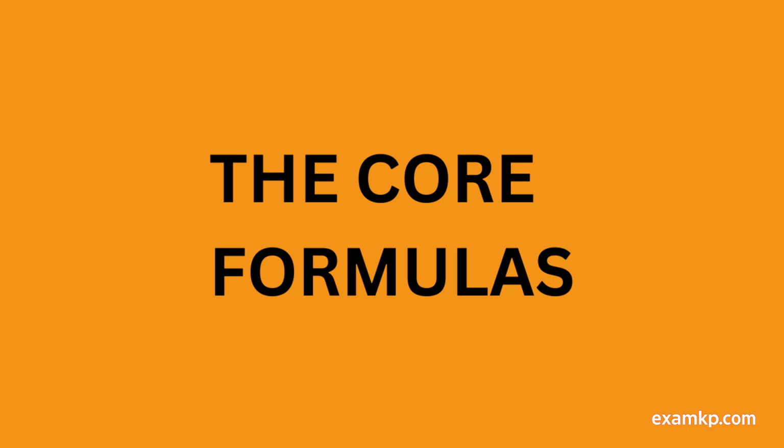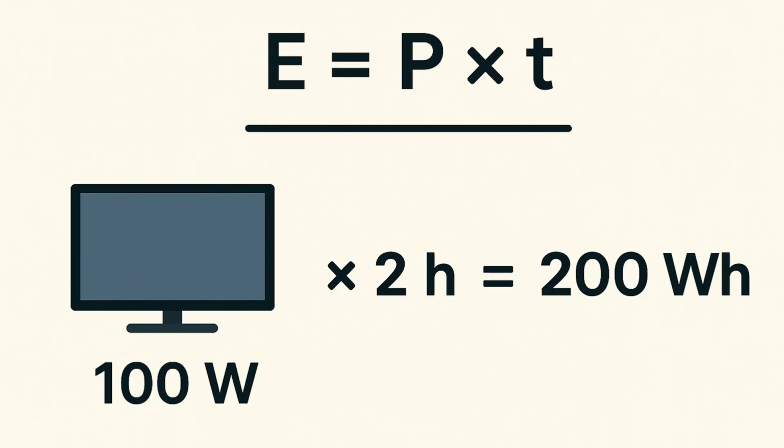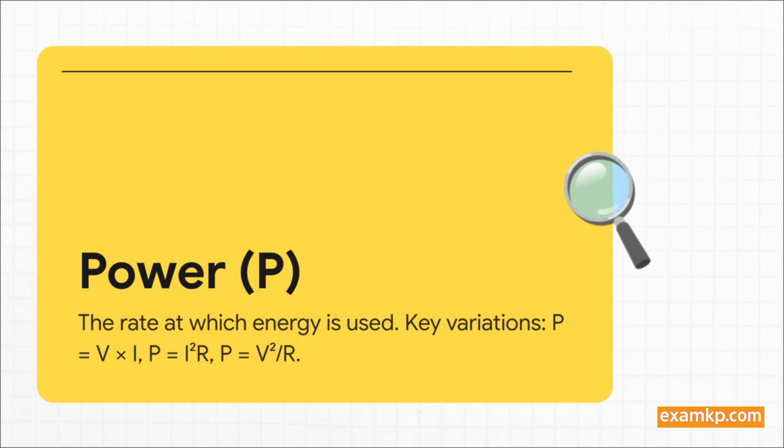Okay, now for the really important part. Every good physicist needs a solid toolkit, right? Well, we are about to build yours for electrical energy. These formulas are your absolute essentials. Get this down and honestly, you're more than halfway there. Alright, this is the big boss, the master formula you've got to know. Energy equals power multiplied by time. It's that simple. Think about it: how much power does your TV use and how long did you watch it for? That's the energy you consumed.